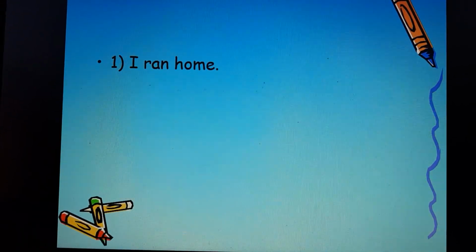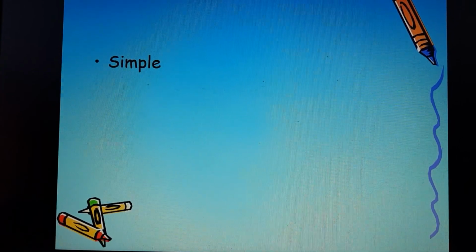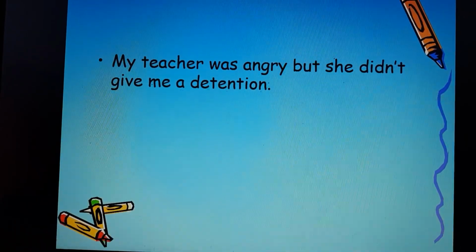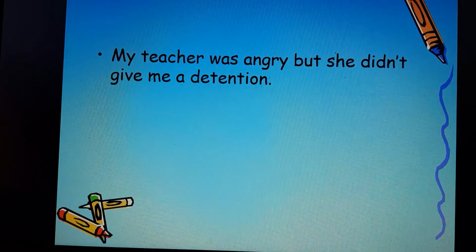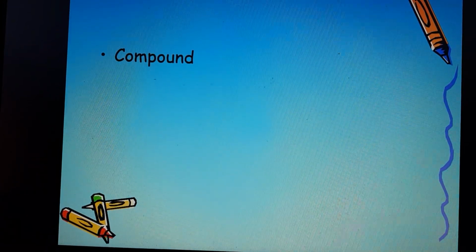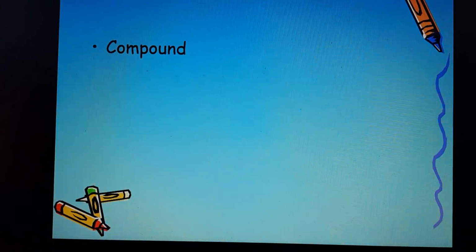First one, I ran home. That was a simple sentence. My teacher was angry, but she didn't give me a detention. So that was a compound. We've got the word but in the middle. It joined together two main clauses.